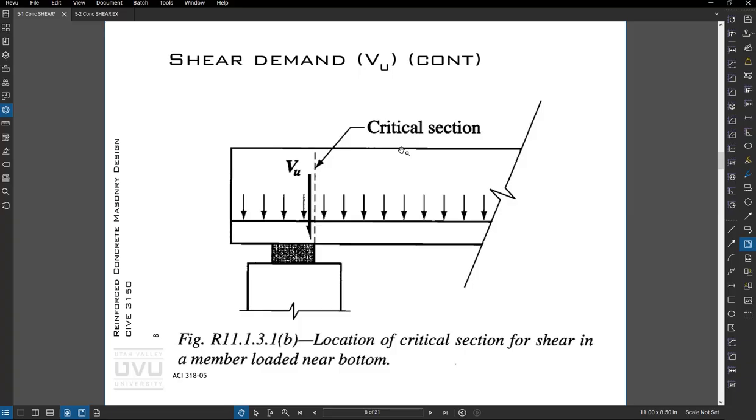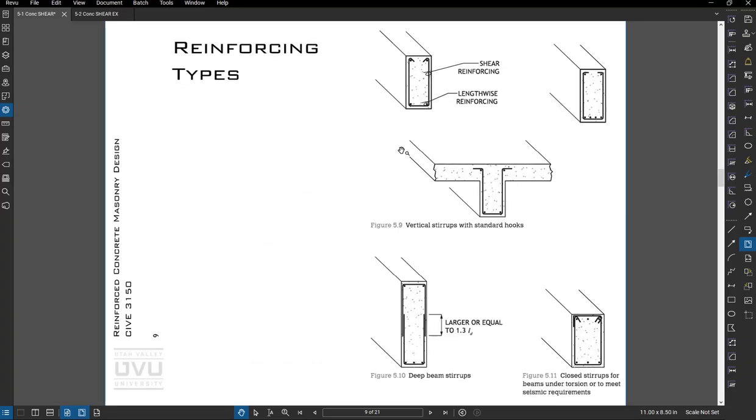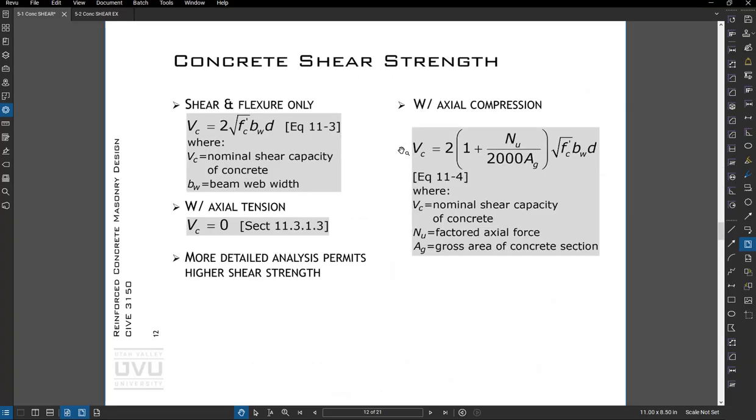Okay, so I'm going to skip some of this. You can read that, some different reinforcing types. So this is where the rubber meets the road.